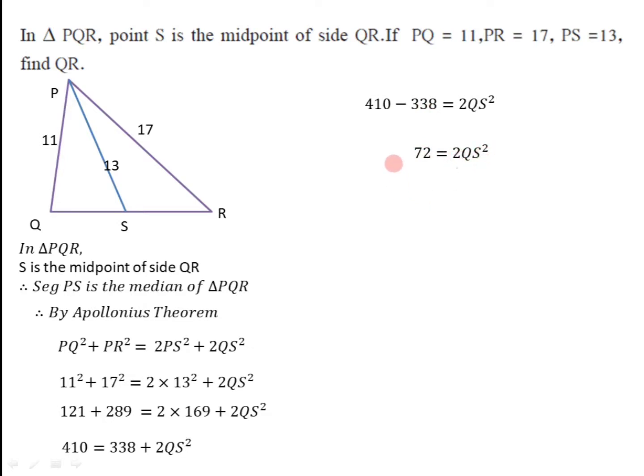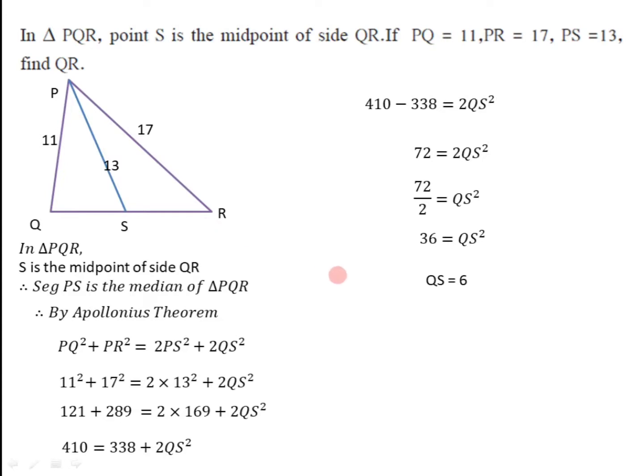If we take 2 to the left hand side, it will be in the denominator, so as to get 72 by 2 is equal to QS square. So 72 by 2, that's 36, is equal to QS square. If we take square root on both the sides, we get the square root of 36 is 6, that's why QS is equal to 6. So this is the length of segment QS, but we have to find the length of segment QR.